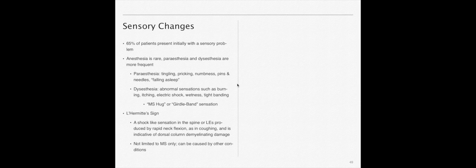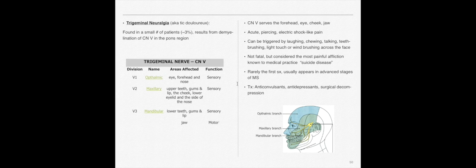Also, we could talk about Lhermitte's sign here, and this is a shock-like sensation in the spine or lower extremities produced by rapid neck flexion, as in coughing, and it's indicative of a dorsal column demyelination and damage. The way I think of this is if you had demyelination of the dorsal column and you had scarring, when you flex your head, you're pulling the dura and you're stretching it and you would feel a shock of pain. Okay, so this is not limited only to MS. It could be caused by other conditions.